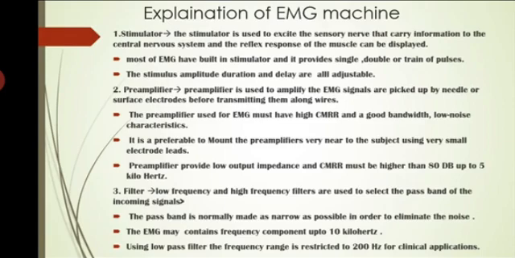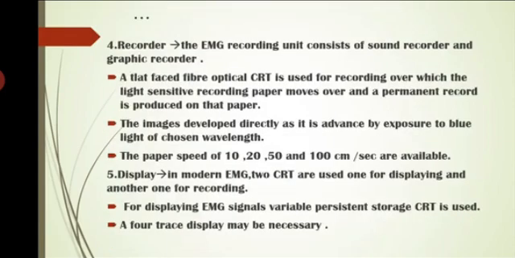Filters: low frequency and high frequency filters are used to select the pass band of the incoming signals. The pass band is normally made as narrow as possible in order to eliminate noise. The EMG may contain frequency components up to 10 kHz. Using a low-pass filter, the frequency range is restricted to 200 Hz for clinical applications.